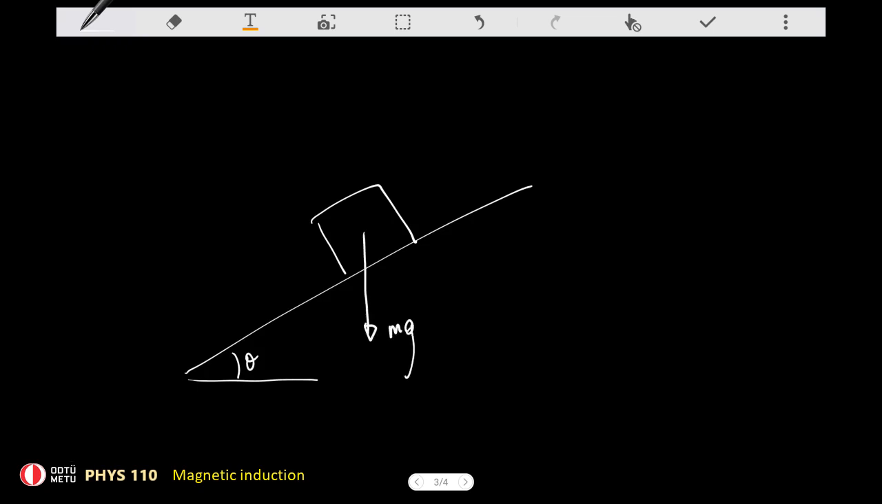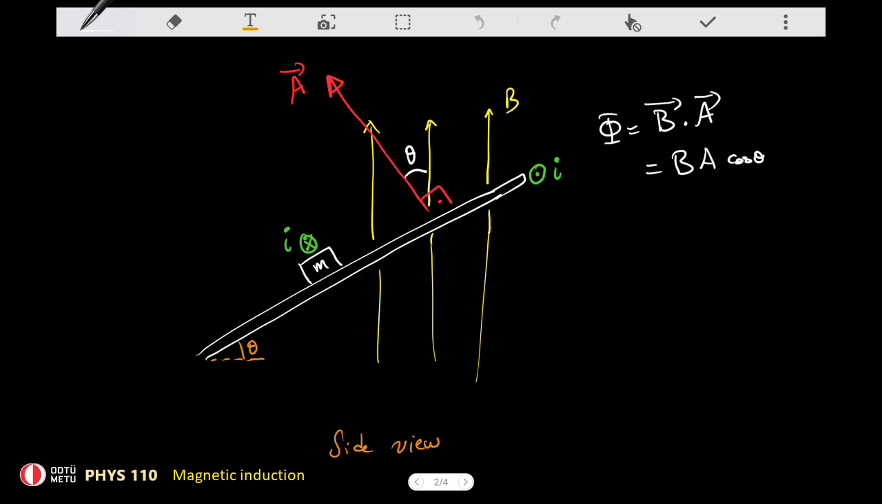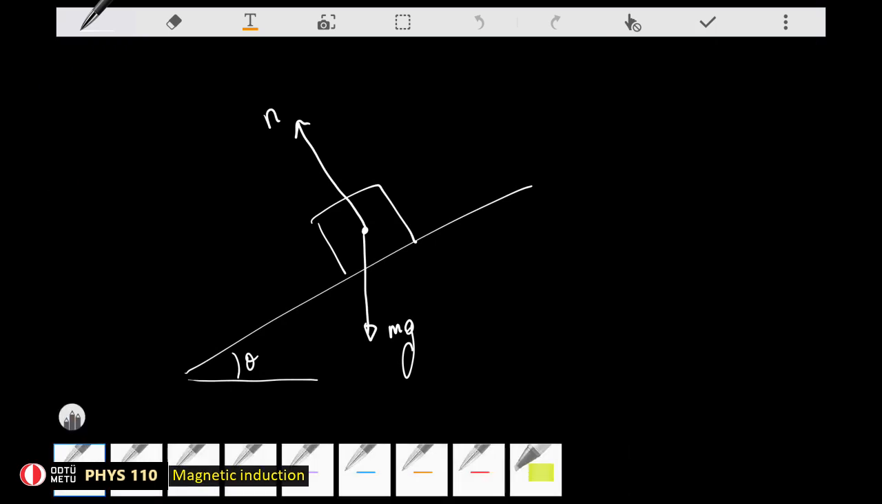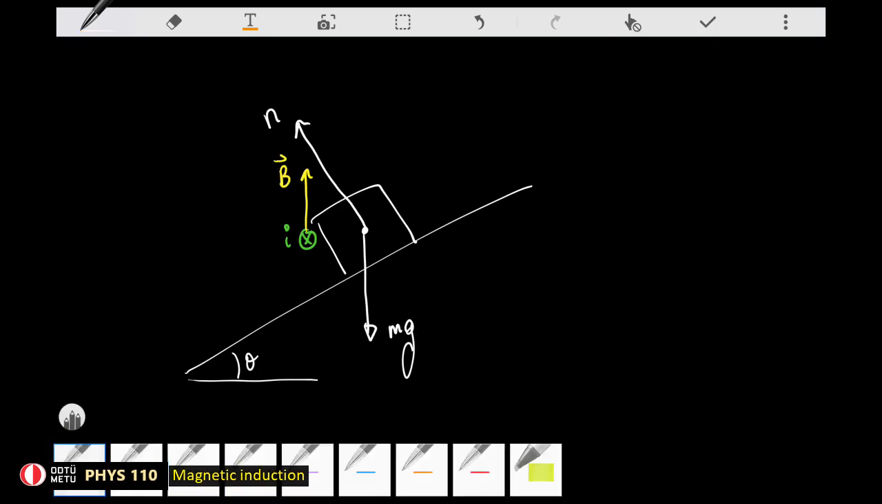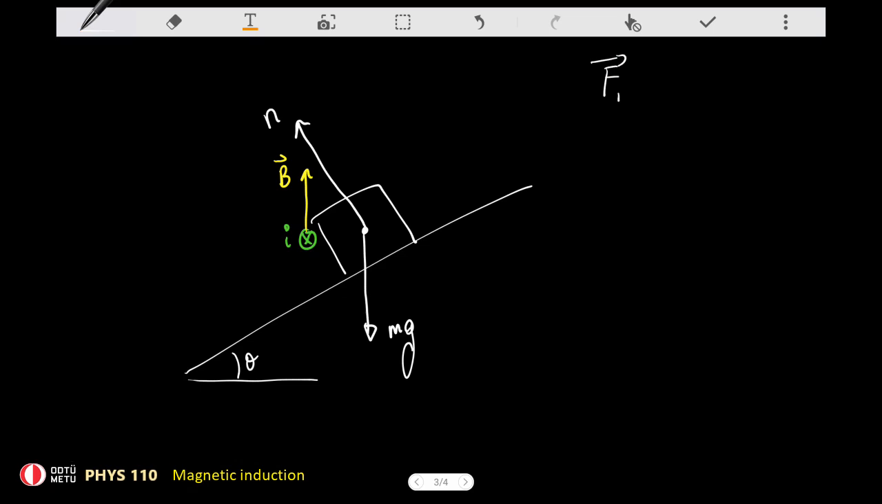We have the weight force acting on it. There's a normal force acting on it. What else? There's a magnetic force too. So I need to remember the directions in here, so let me redraw some of the things. Green direction is the direction of the current, and yellow is the direction of the magnetic field. So let's remember that the magnetic force, F mag, is I times L cross B.